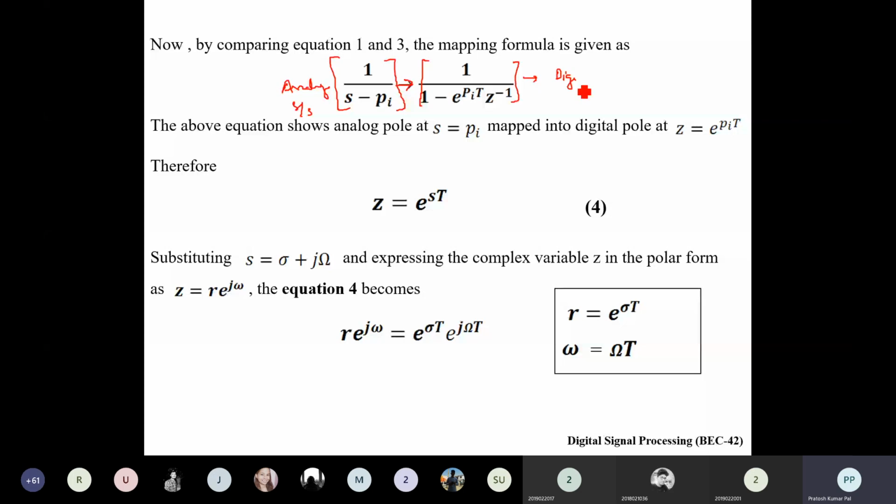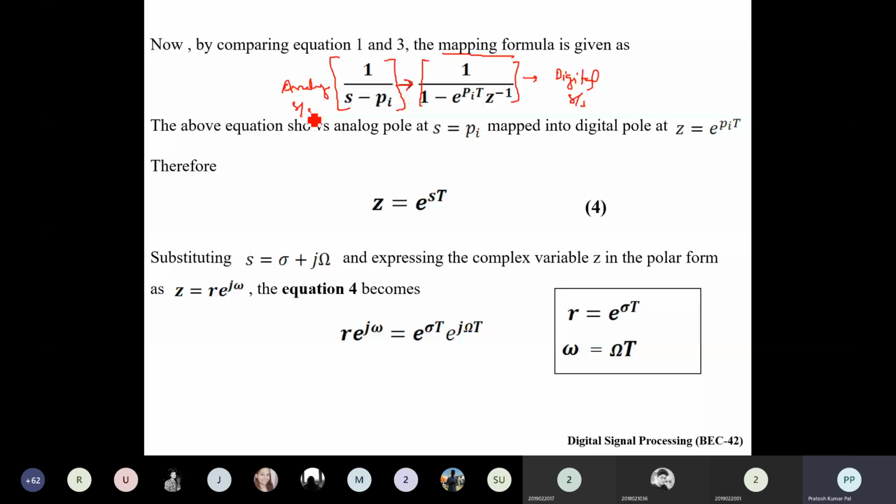From the above discussion, we can see that in the impulse invariance method, if we replace 1 upon s minus Pi by this term, that analog transfer function will be converted to a digital transfer function. This is called the mapping formula, the mapping formula for the impulse invariance method. You need to remember the mapping formula in all three methods.